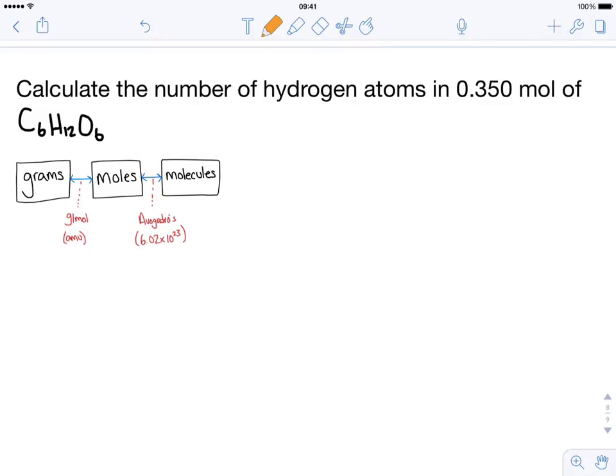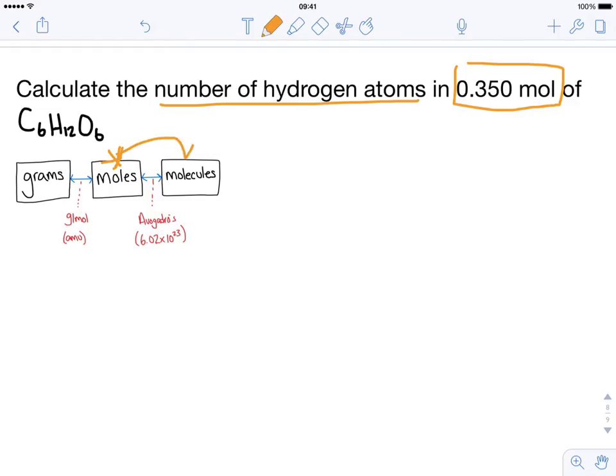Calculate the number of hydrogen atoms in 0.350 moles of C6H12O6. Okay, first let's see what we're given. We're given an amount of moles. So on our roadmap, we know that moles is going to be the starting place. And we're asked to find the number of hydrogen atoms.